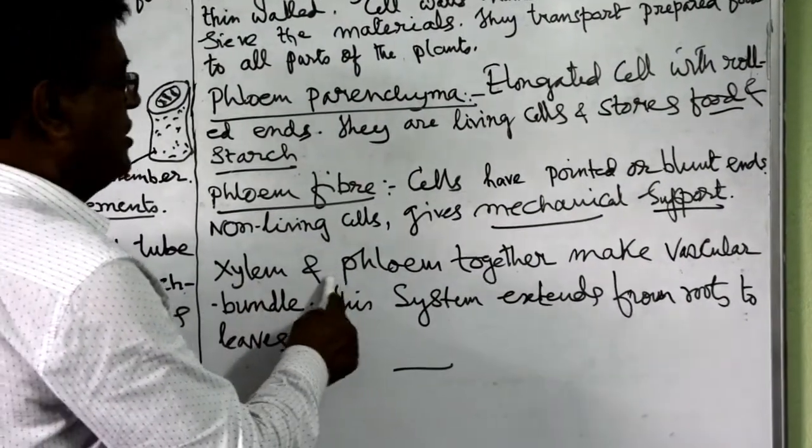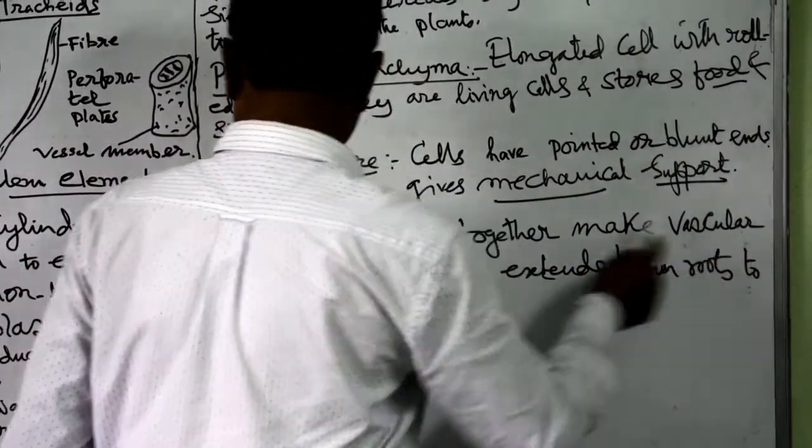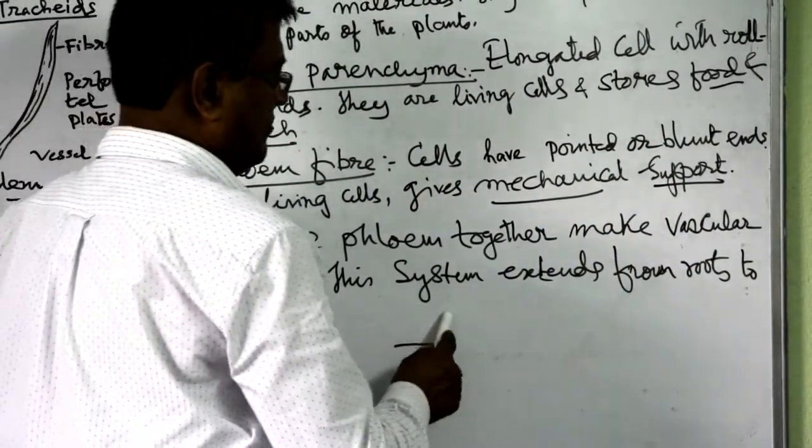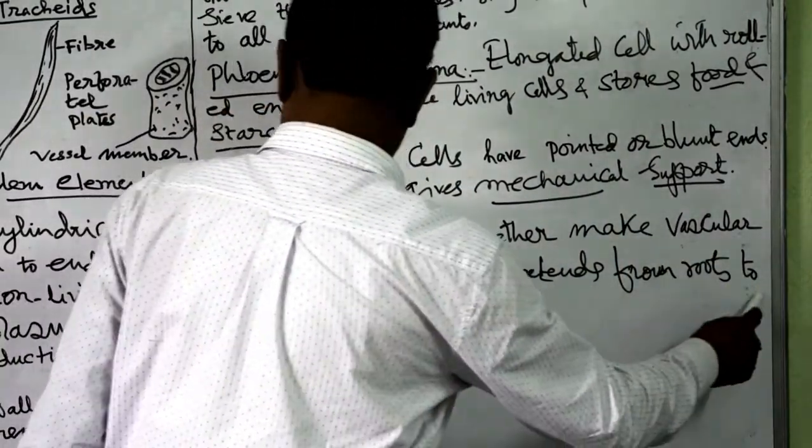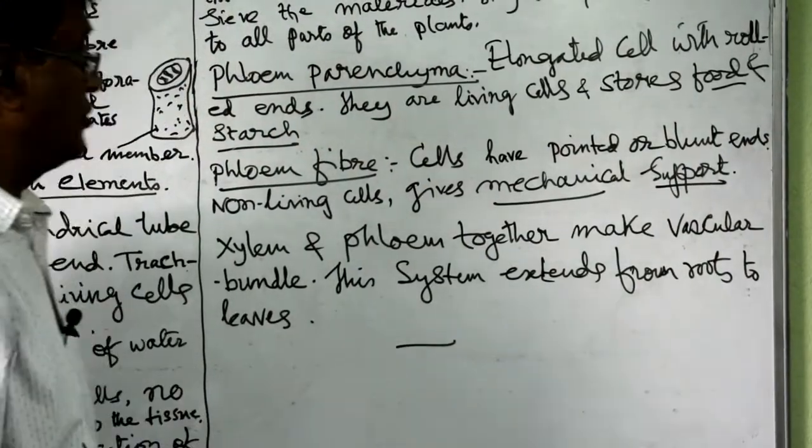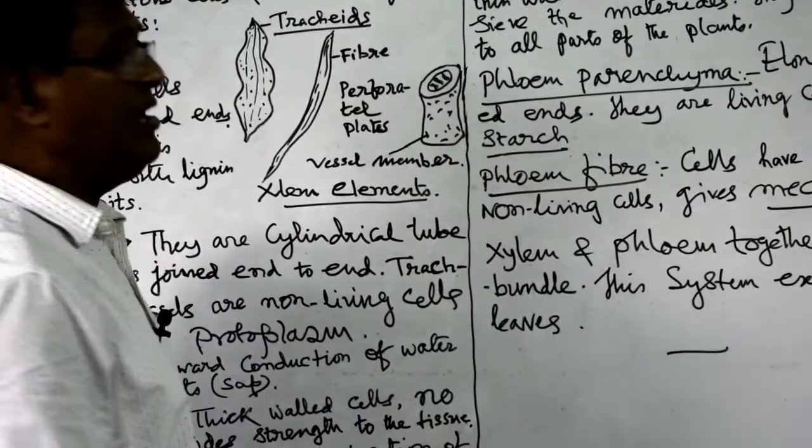Next, we have to know that xylem and phloem together make the vascular bundle. This system extends from roots to leaves. This is all for question number 2.